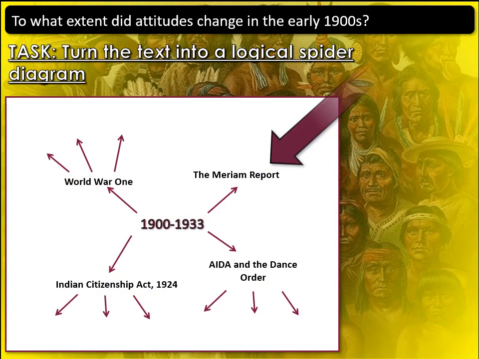Now, your job is to think about, well, to what extent did attitudes start to change in this context? You've been sent a bit of reading, and what I'd like you to do is to turn that text into a logical spider diagram. It covers the period 1900 to 1933, and I think you need to mention 4 main things. You need to know about the impact of World War I. You need to know about the Merriam Report. You need to know about Ada and the Dance Order, and you need to know about the Indian Citizenship Act. This will likely take you about 20 minutes. So pause the video here and then make notes on those 4 areas.